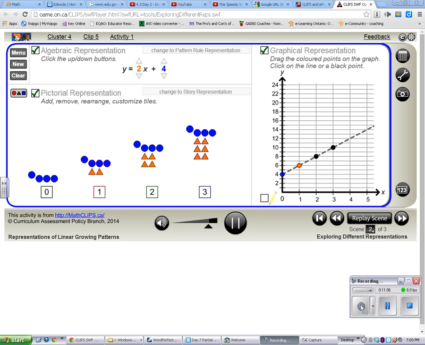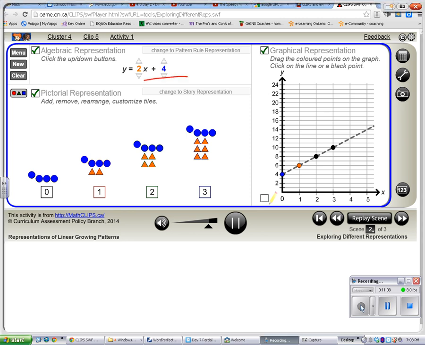So I've just asked the clips to show me, instead of the equation and the story representation, I've asked it to show me in a pattern. So we've already made a pattern, but this is a different version of the same pattern. So we have that pattern, and again we see the same graph.